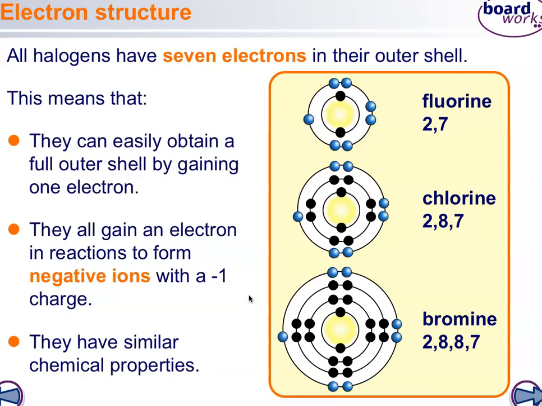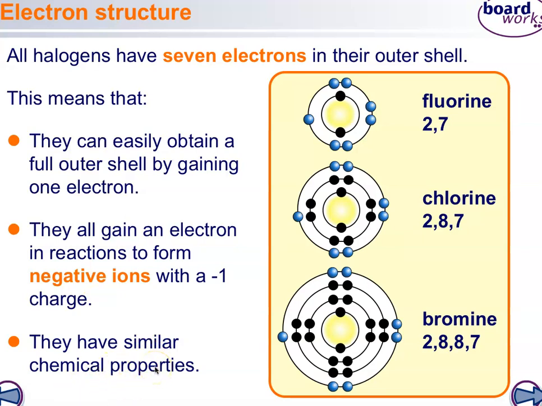In fact, all the group 7 elements have 7 electrons in their outer shell, and this has implications in terms of their reactivity. Now, what does that mean? It means that they can easily attract one electron in order to form a stable outer shell, and in doing so, they form negative ions with a -1 charge. And that also gives them similar chemical and physical properties.